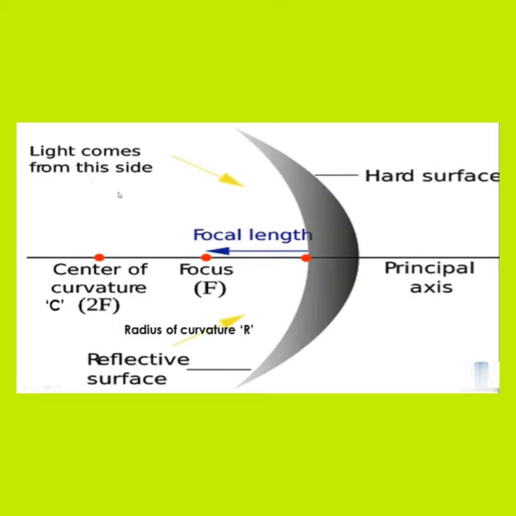Principal axis. The line joining the pole of the mirror and its center of curvature is called the principal axis. What is called the pole? It is nothing but the center of the spherical mirror. It is denoted by the letter P. Next, radius of curvature. It is the distance between the center of the sphere and the vertex, that is, the center of curvature and the pole. It is shown by the letter R.